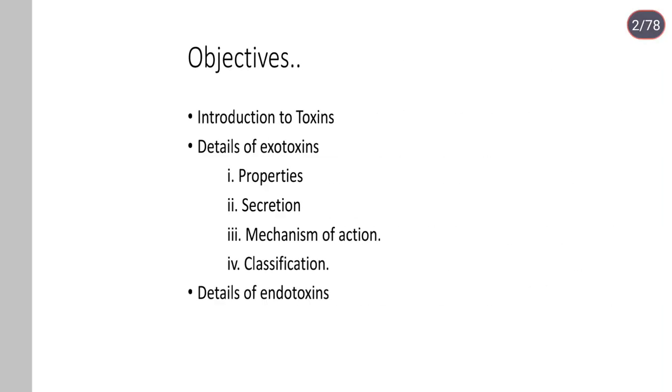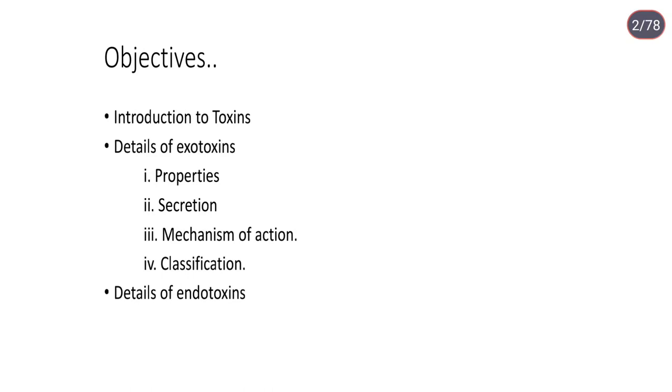Today we are going to learn about the bacterial toxins. Bacteria have two types of toxins. One is the exotoxin and another one is the endotoxin. One by one we will learn in detail about everything we need to know about these toxins. Today we learn about the properties, secretion, mechanism of action and classification of exotoxin and endotoxin.